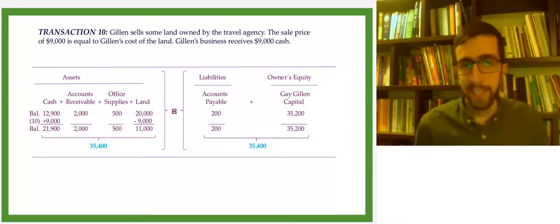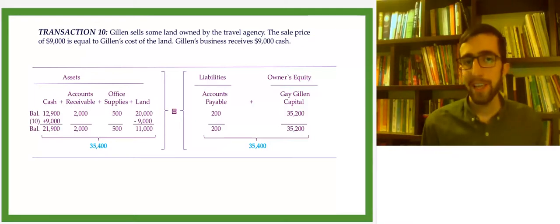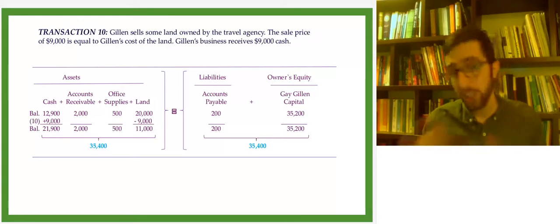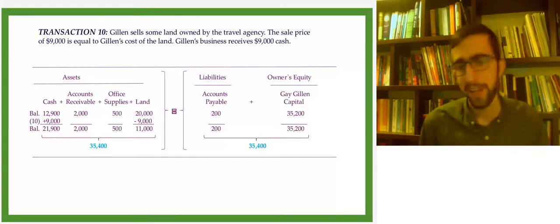In transaction 10, Gillen sells some of the company's land and receives $9,000 cash. Gillen received cash, so our cash account increased $9,000, and Gillen sold some of her land. It means that she no longer has some land. So we decrease the land account $9,000 on the left side, and exactly like the last transaction, I have to mention that one asset account increases, I mean cash, and another one decreases, I mean land.